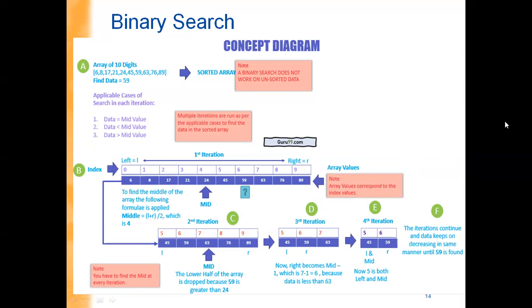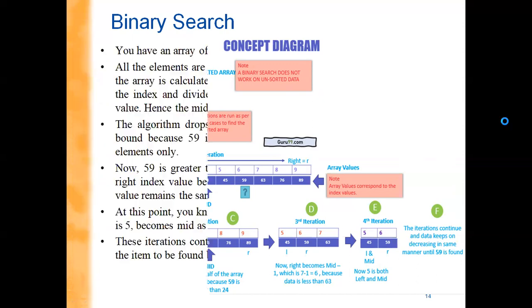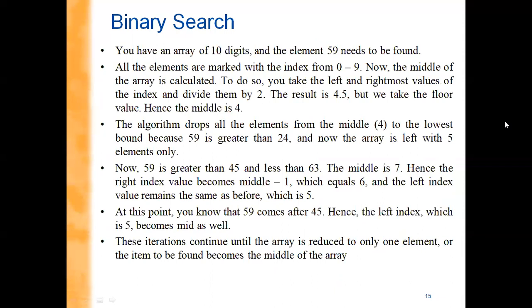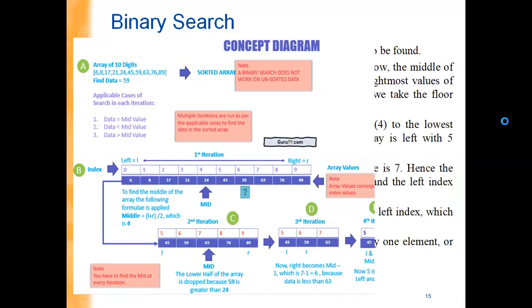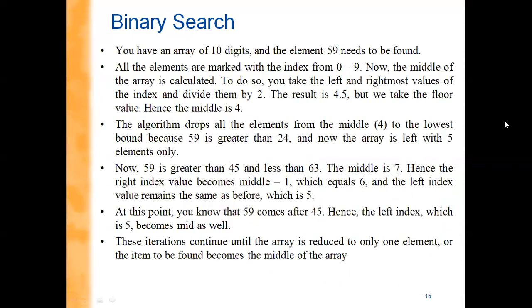If our element is the mid value, then it will return mid. If our value is lower than the mid value, then we search for the element in the left sub array. If your element is greater than the mid value, then you will search for your element in the right sub array. Okay, so this is the general description of binary search. This is the description of this diagram. You can understand from this diagram.